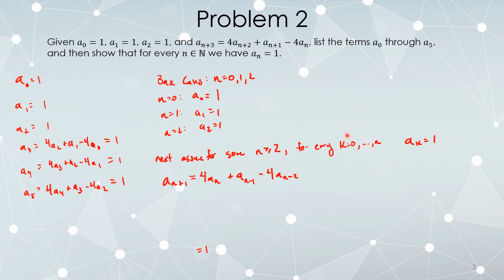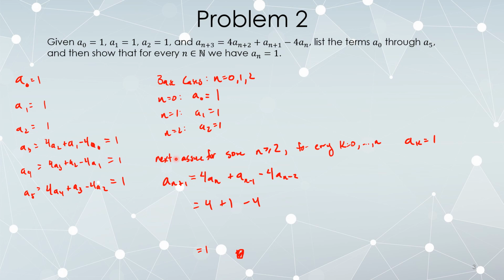So we have assumed our desired formula holds for all indices 0 through n. And since these can't be negative, because n was at least as large as 2, all of these indices are between 0 and n. Certainly n is in that list. These numbers, n minus 1 and n minus 2, are less than n, but they're not less than 0, so they are somewhere in here. So by assumption, a sub n, a sub n minus 1, and a sub n minus 2 are all equal to 1. And 4 plus 1 minus 4 is indeed 1.